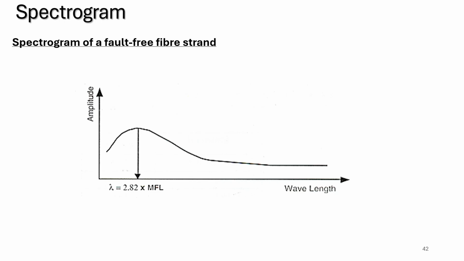Now, the spectrogram of a fault free yarn strand, this is the basic spectrogram, and this will be almost the same for a yarn without any periodic fault. So, we will get a spectrogram like this, and then a spectrogram with a pronounced periodic fault.